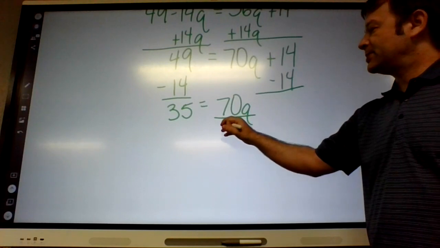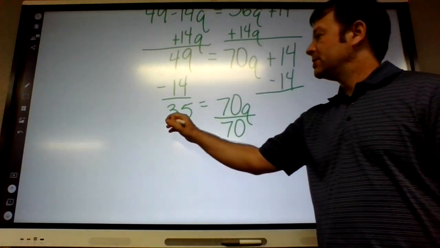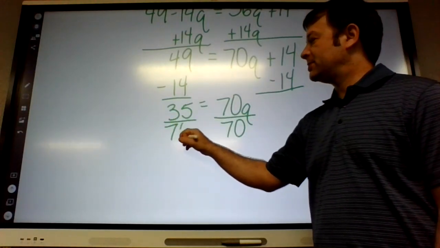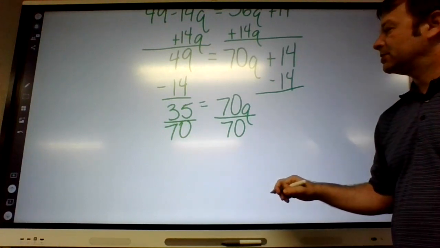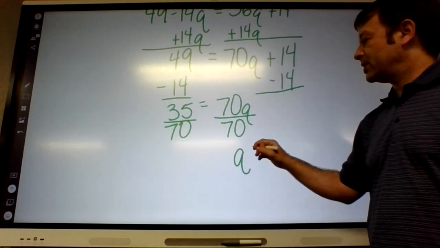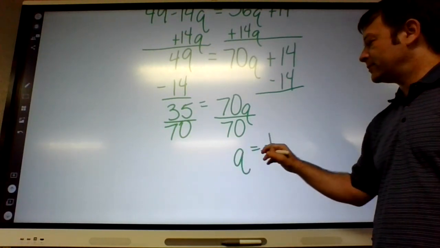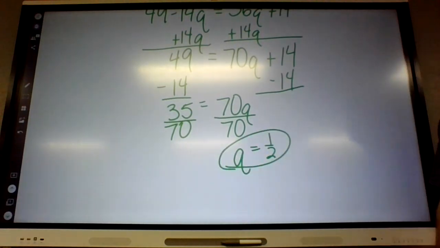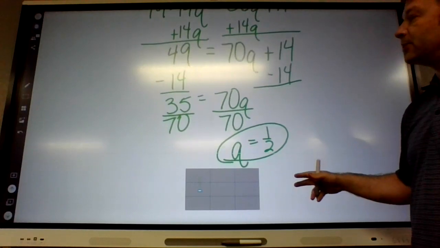To get q by itself, we're dividing by 70. So it's 35 divided by 70, and it's 0.5. Yeah, it's 1/2, or you got 0.5, it's fine. A lot of people would say, oh, 35 goes into 70 twice, but we're not going 35 into 70, we're going 70 into 35.